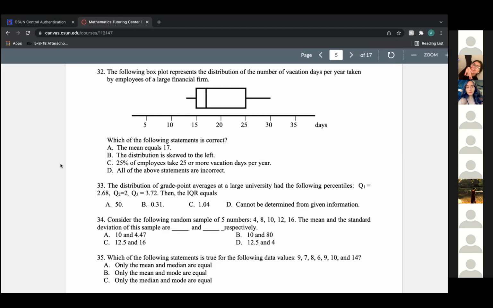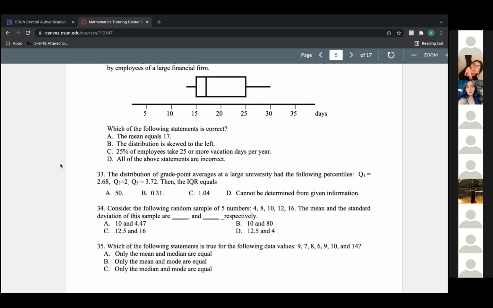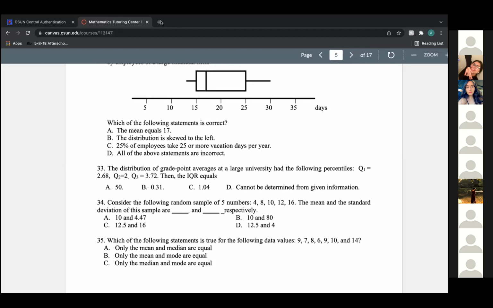C, 25% of employees take 25 or more vacation days per year. They're probably saying that's correct, but just always be aware it's approximately 25%. Not exactly. It's not always exactly 25%. It's in the ballpark. So they're probably saying C is correct, although technically D is correct because it's not exactly 25%. But if I was betting on it, I would say that the intention of the problem is for C to be correct. Each one of those parts of the box plot represents 25%: the left tail, the left box, the right box, and the right tail.